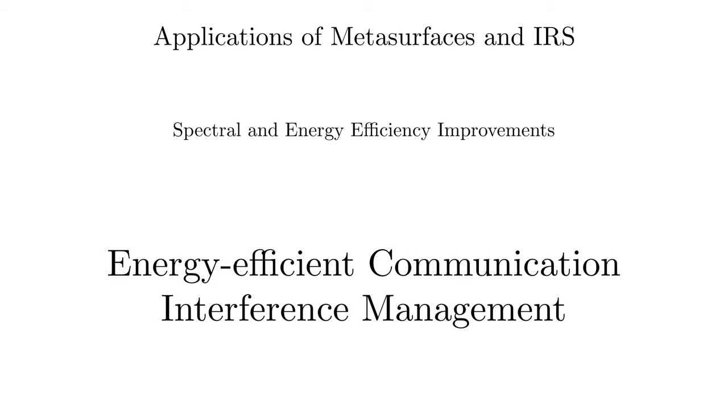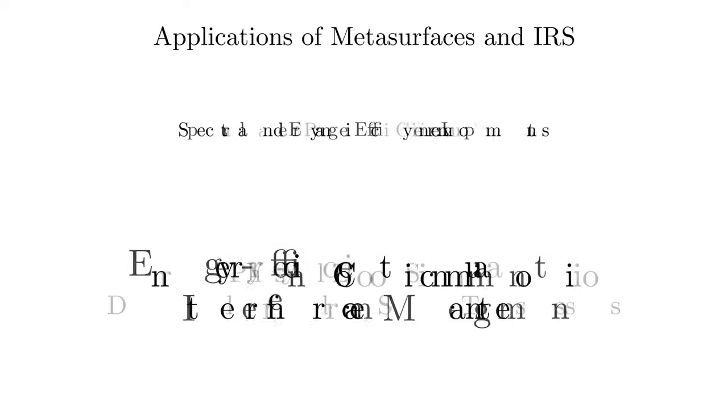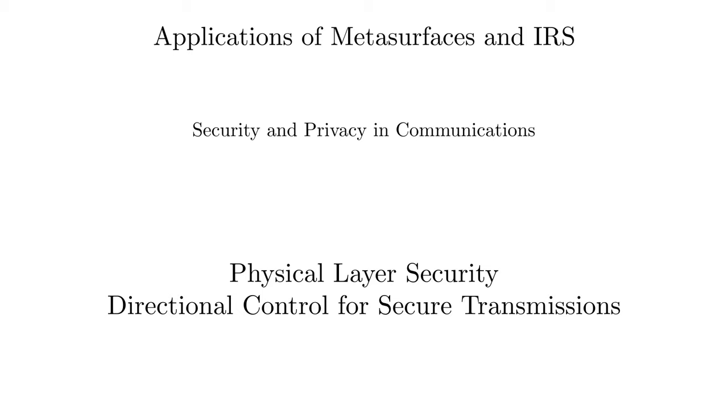By dynamically reconfiguring the reflected signals, IRS can mitigate interference between users in dense environments, improving the overall spectral efficiency of the network. Security and privacy in communications. IRS can control the reflection of signals to create artificial interference zones for eavesdroppers. This helps in securing wireless communications by controlling the spatial distribution of the signal.